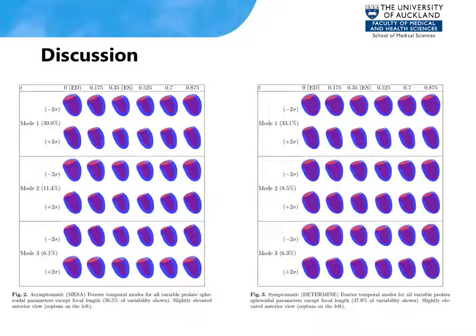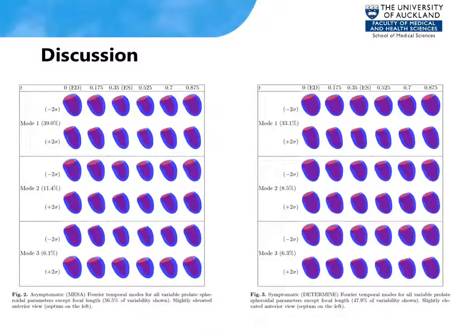Now, we applied this spatio-temporal PCA to 300 MESA and 300 determined cases and compared them. In this example, we have removed scaling as well, and you'll see that size has disappeared. In the MESA or asymptomatic modes of variation in figure 2 on the left, it could be reasoned that the first mode corresponds to the lengthening component of the ventricle, and modes 2 and 3 correspond to features of the mitral valve geometry and base plane tilt.